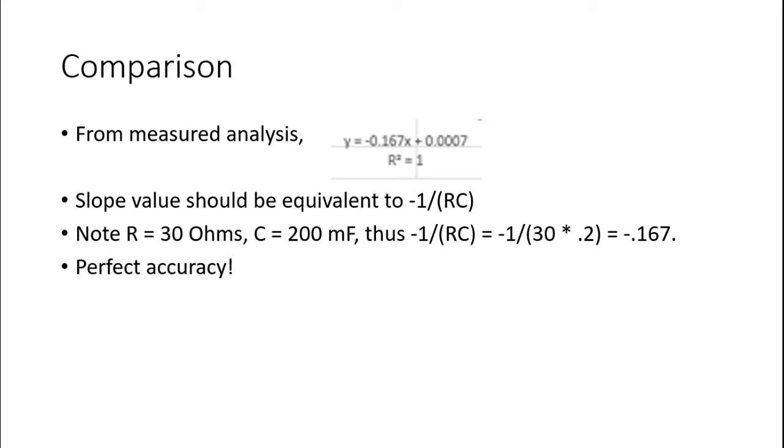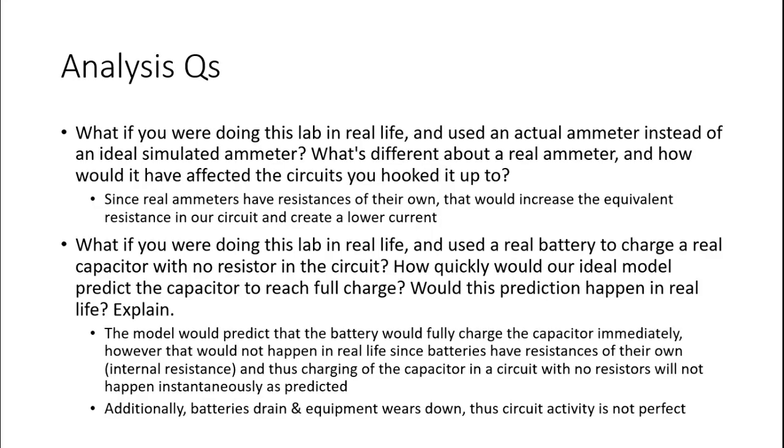Using our mathematical models, we find that our time constant is also negative 0.167. Lastly, if I were to do this lab in real life with an actual ammeter, some result differences would be that a real ammeter would have a resistance of its own instead of having none, which would increase the equivalent resistance and create a lower current for our circuit.